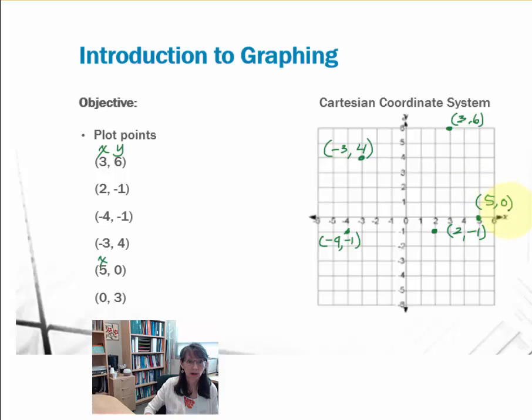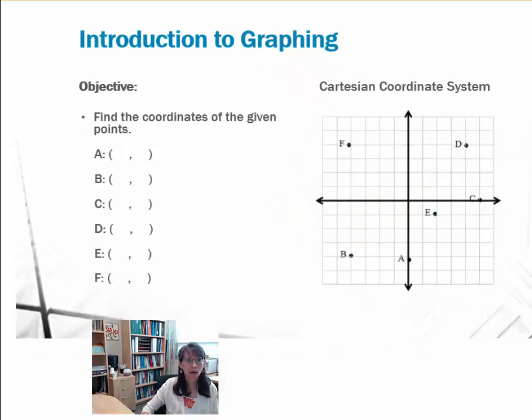That is 5, 0. And the last one, 0, 3. So x is worth 0, y is 3. Starting at the origin, do not move anywhere for x, so stay right at 0, but then move 3 units positive for y. 0, 3. Typically, any ordered pair with a 0 involved tends to be the more difficult one to locate, so you might want to double check any time a 0 is involved.